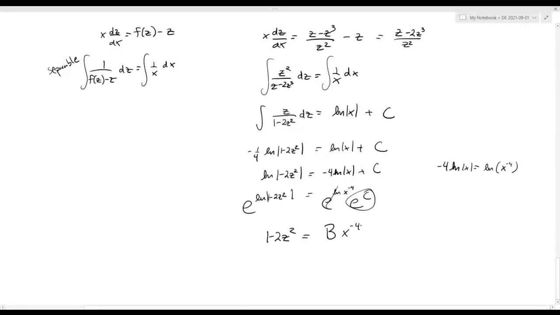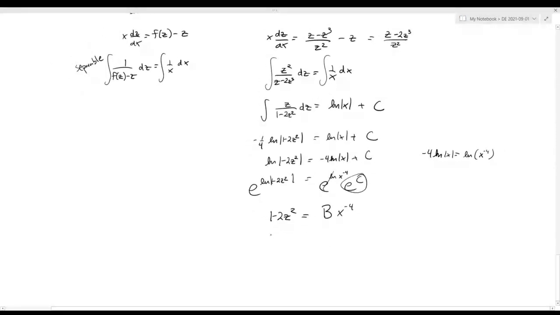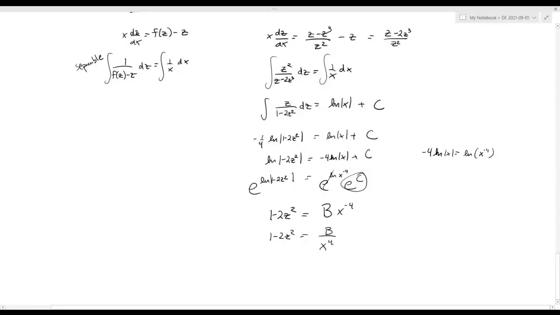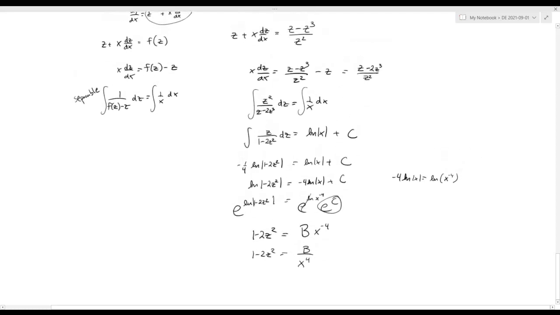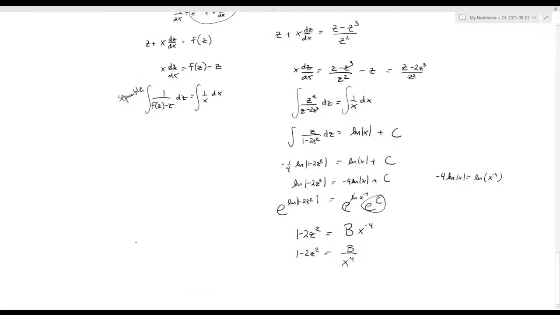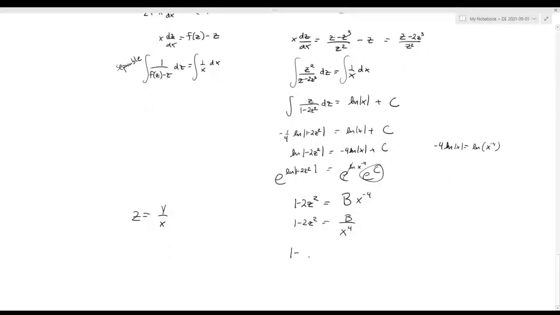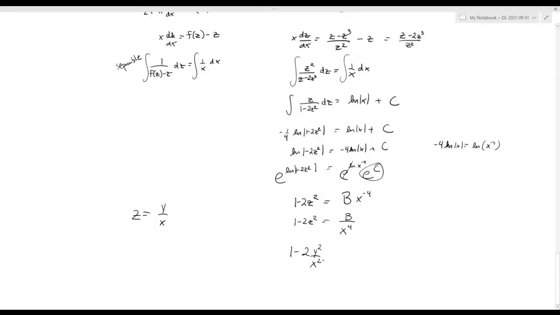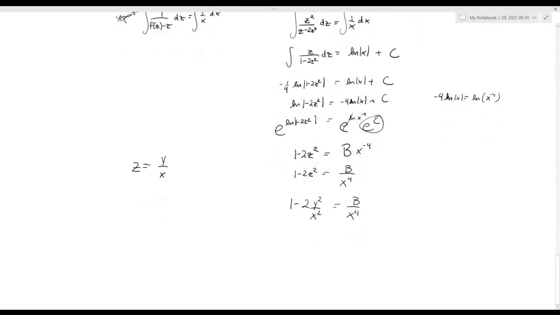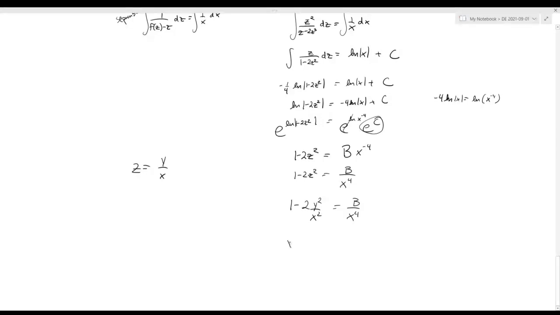And then let's not forget that the goal of the original problem was to solve for y. So we just back substitute: if z is equal to y over x, we can replace z with y over x over here. And then we have a general solution implicitly for y, and we can, let's say, even multiply by x to the power of 4.